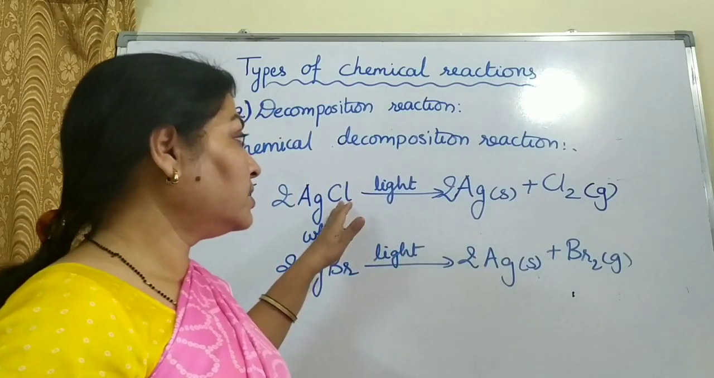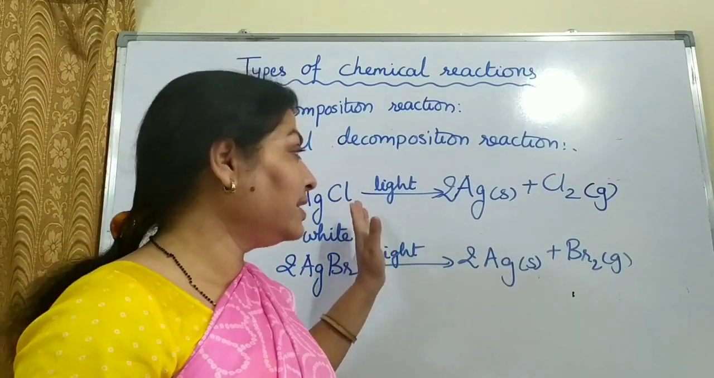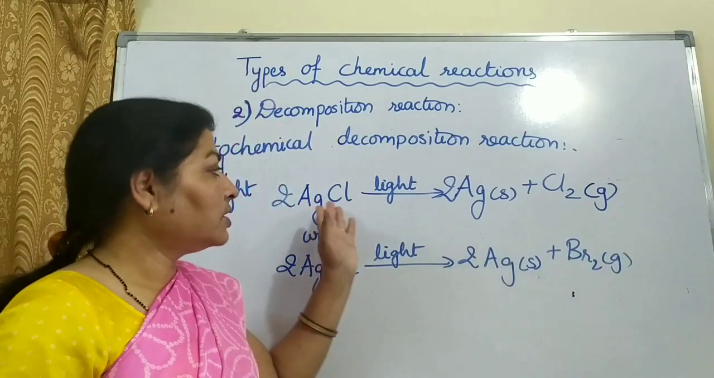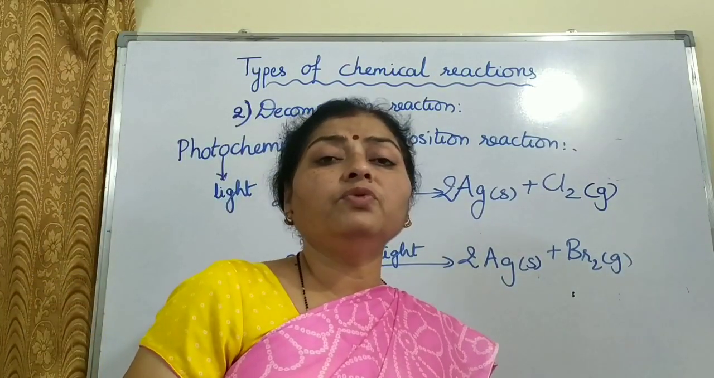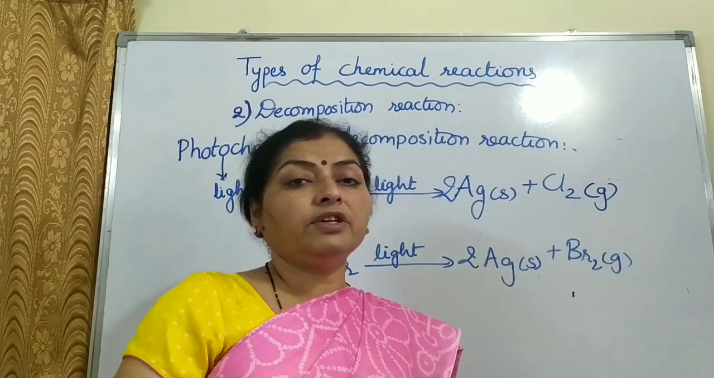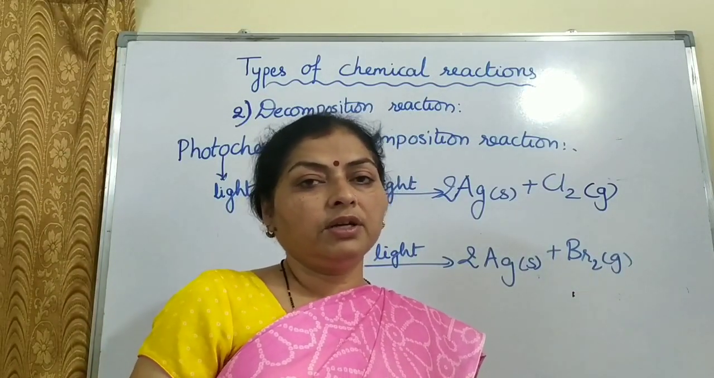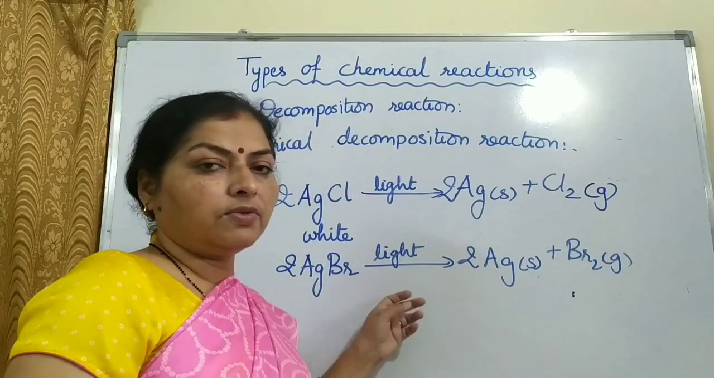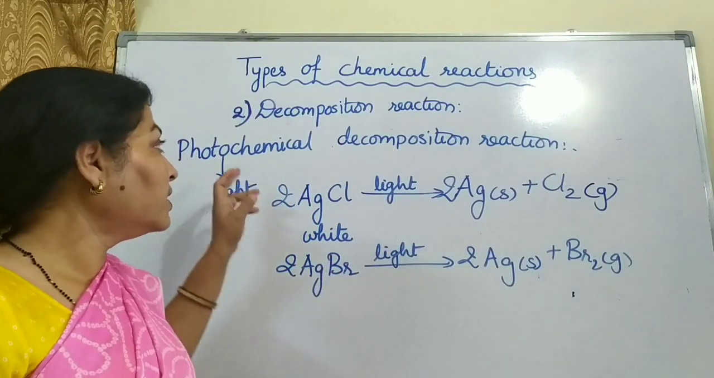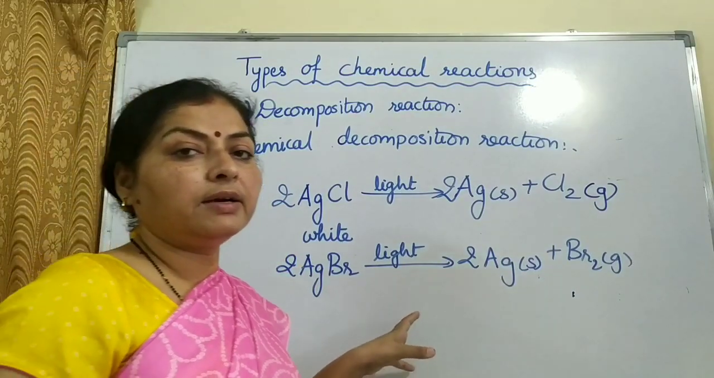So in developing those pictures, these reactions, that is decomposition of silver chloride and silver bromide, are used. You must have seen in some movies also there is a dark room in which the photographs are developed. So in those days such type of photography was done. Okay. So this is all about photochemical decomposition.